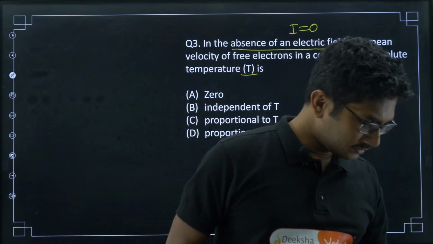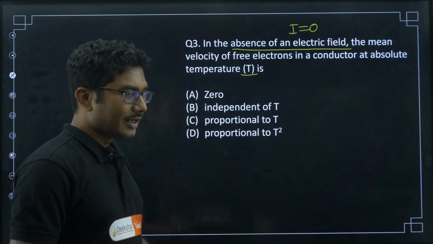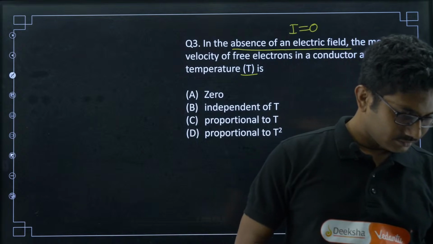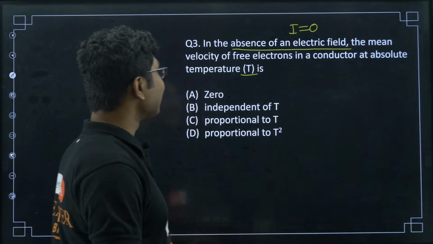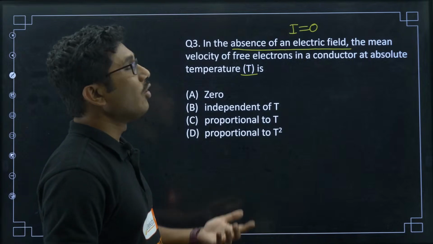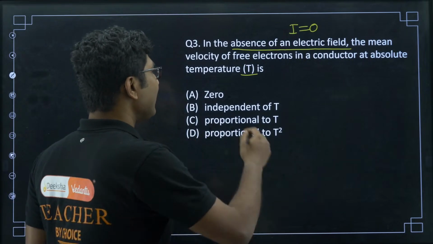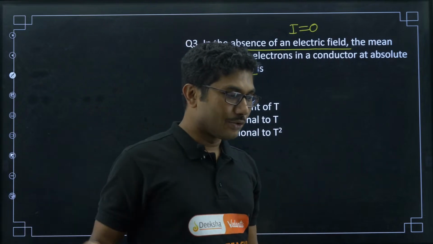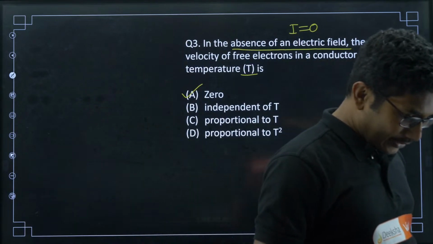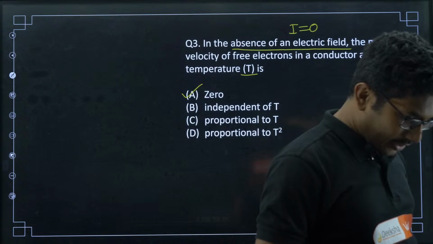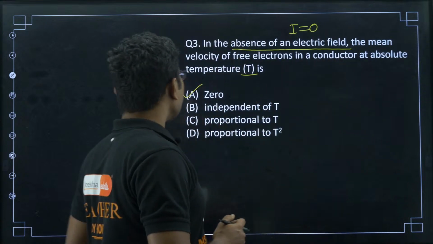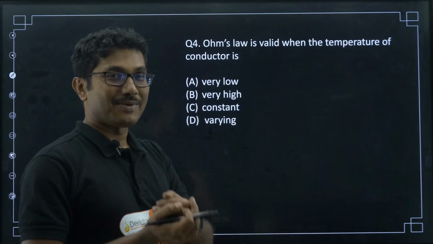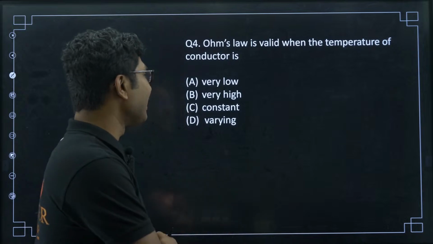Anyone? As I have discussed, the average speed is 0, so the answer will be 0. No electric field means current is 0. Current 0 means either you are answering late or I am not getting your answer. Please respond, otherwise the class will be over very quickly. I am live here because of your demand.